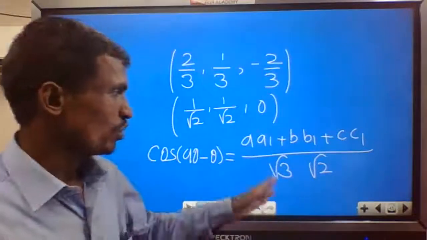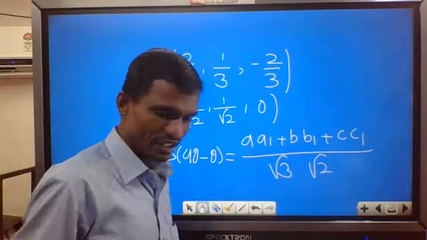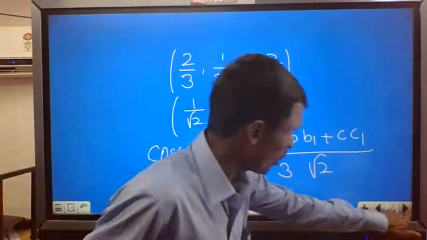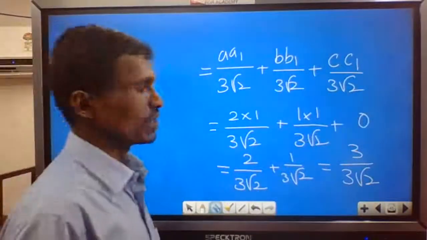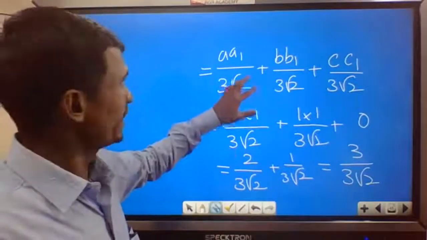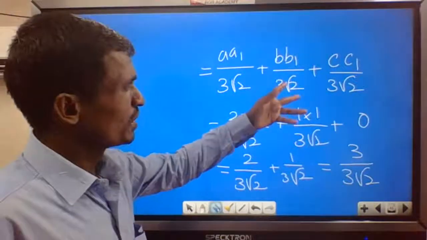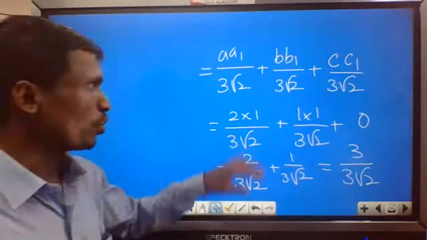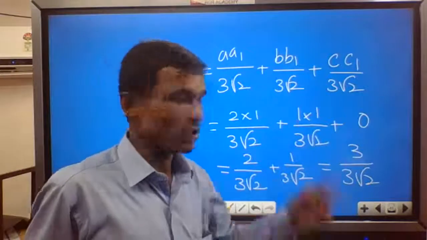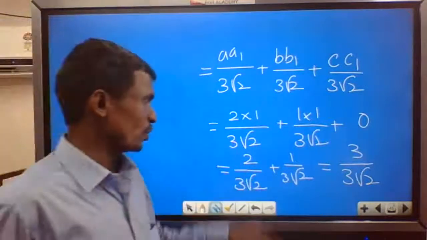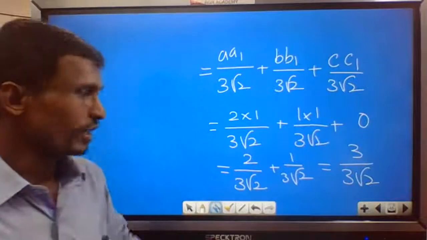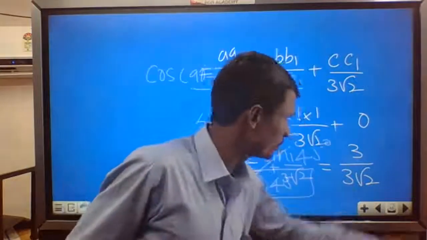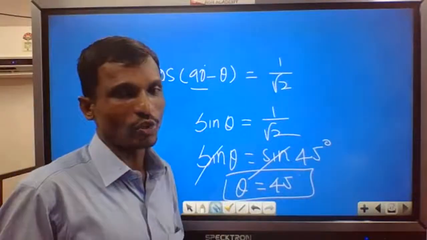Already you can find out root of A square plus B square plus C square is equivalent to what? 3. And root of A1 square plus B1 square plus C1 square is root 2. Now write A A1 plus B B1 plus C C1 over 3 root 2. Here A A1 is 2 into 1, B B1 is 1 into 1, C C1 is 0. Therefore 2 divided by 3 root 2 plus 1 divided by 3 root 2. In the denominator the term should be common, so take the LCM: 3 divided by 3 root 2. And then cos of 90 minus theta equal to 1 by root 2.